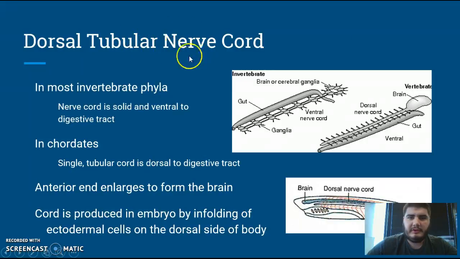Dorsal tubular nerve cord. In most invertebrate phyla, the nerve cord is solid and ventral to the digestive tract. In chordates, it's a single tubular cord. It's dorsal to the digestive tract. The anterior end enlarges to form the brain, and the cord is produced in the embryo by infolding of ectodermal cells on the dorsal side of the body. See here, we got some pictures.